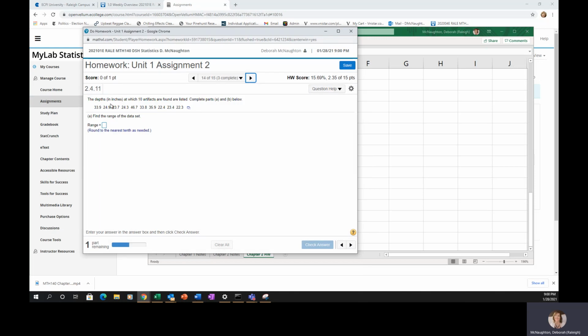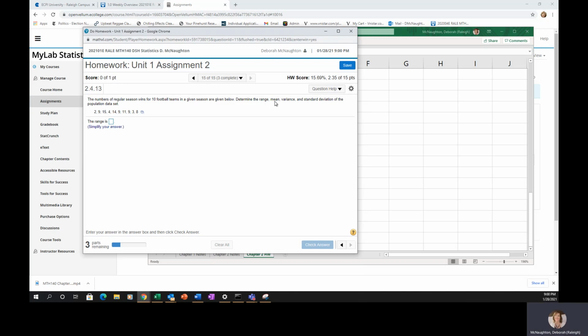So the depth in inches of 10 artifacts are found and they're listed below. Find the, oh, this is also a range. Complete parts A and B. Find the range. Okay. I'm going to go ahead and do this real quick because I don't know what it's going to ask me next. No, I'm going to skip this one. I want to do the variance.